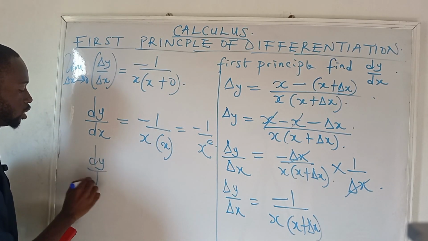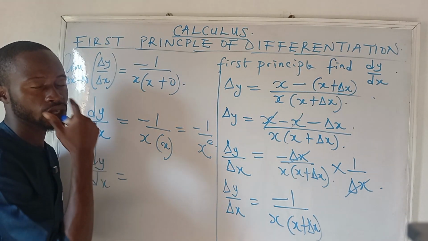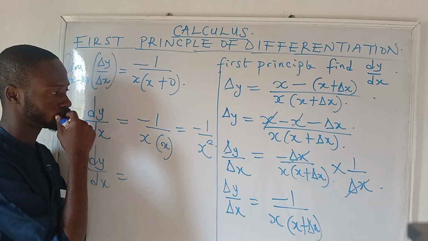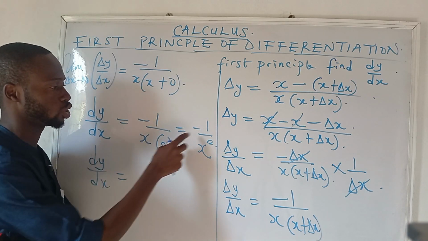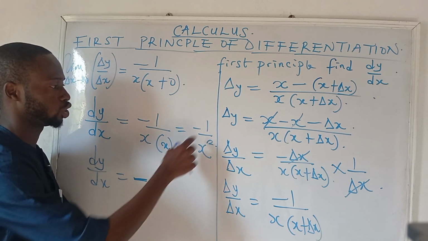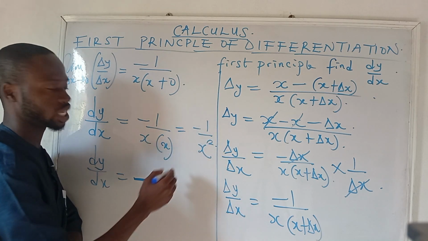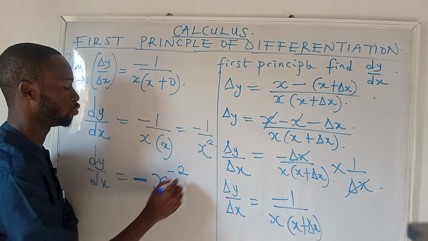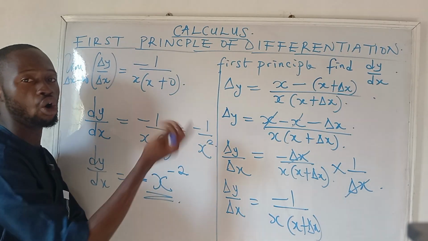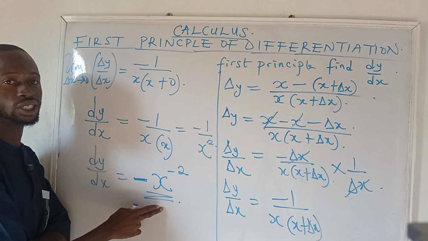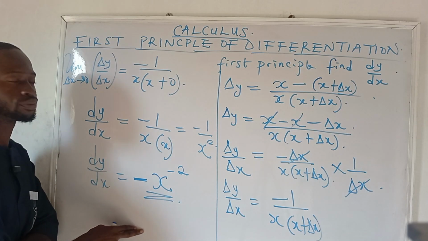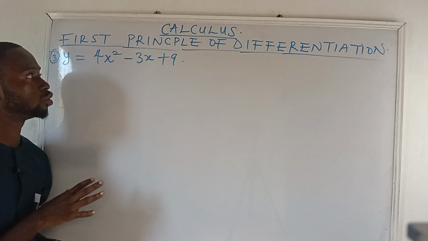So dy over dx will give us, if I remove this reciprocal, this 1 over, I can write it as a negative index. But this minus is standing on the side. So if I remove this 1 over, it will be a negative sign in the power. That will be x raised to the power of minus 2. I can leave this as my final answer, or this, whichever one you choose to write. You leave it as this, or you leave it as this as your final answer. We have this as our number 3.